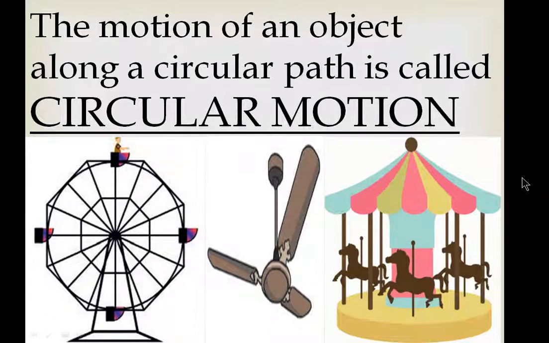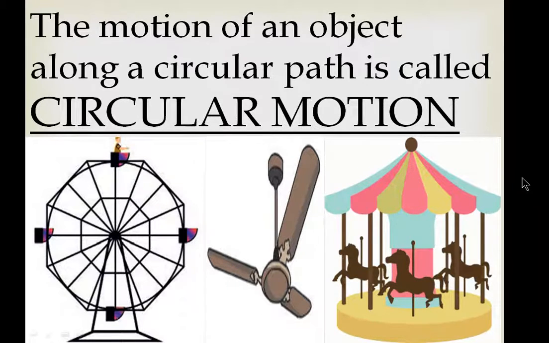Now the next one is the circular motion. The word circular is very familiar, so everyone knows what circular motion means. If any object moves along a circular path, that is, the path is in a circle, that is known as circular motion.